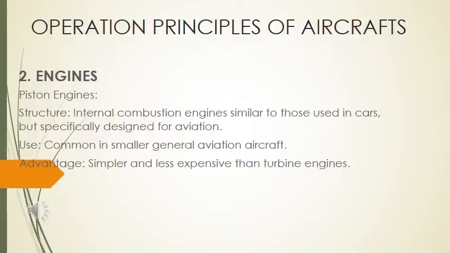There are no pistons, but there are a set of compressors and a set of turbines that rotate and generate power. For the turboprop engines, the power is directed to rotating the propeller, while for the turbojet and turbofan engines, a large amount of the thrust is generated through the exhaust.